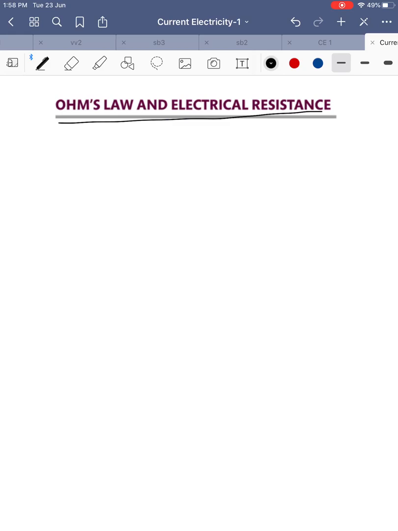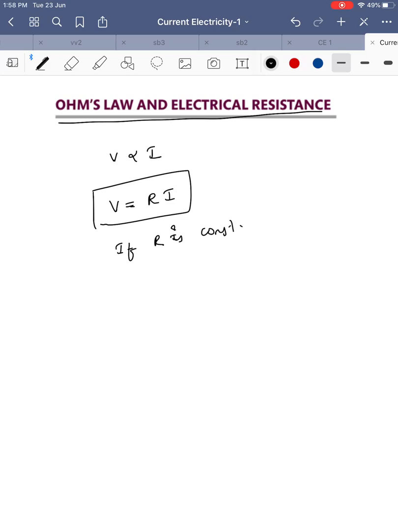So let's see Ohm's law and electrical resistance. Ohm's law generally indicates V is proportional to I. So instead of proportionality, there is a constant R: V is equal to R into I. If R is a constant, then the system is said to be obeying Ohm's law.